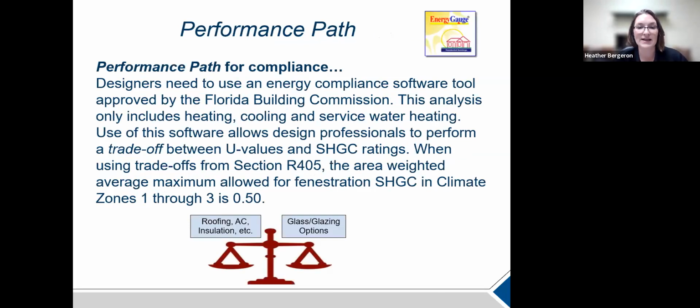Performance paths for compliance. Designers need to use an energy compliance software tool approved by the Florida Building Commission. This analysis only includes heating and cooling and service water heating. The use of this software allows design professionals to perform a trade-off between U values and solar heat gain ratings. When using these trade-offs from this particular section R4 or 5, the area is weighted in an average maximum allowed for the fenestration solar heat gain coefficient in your climate zones 1 through 3.